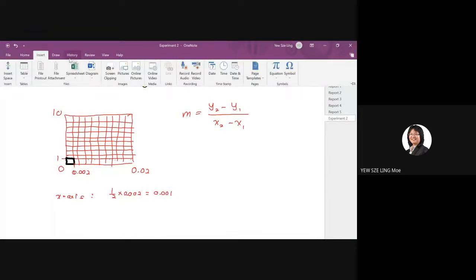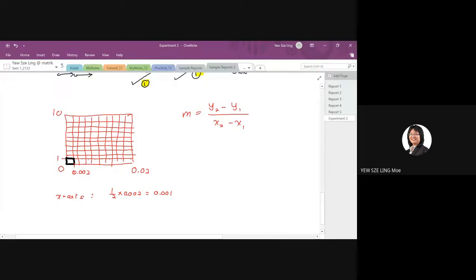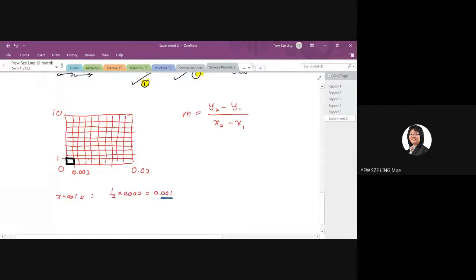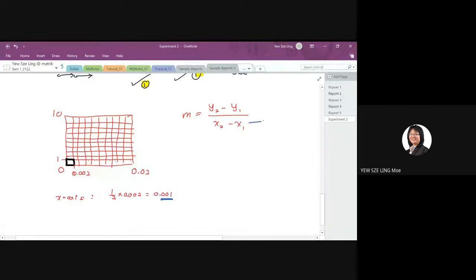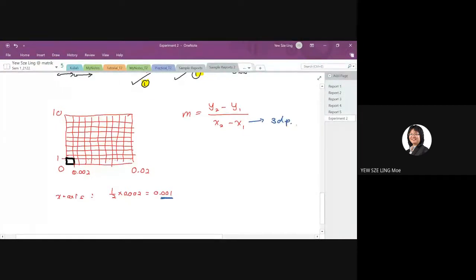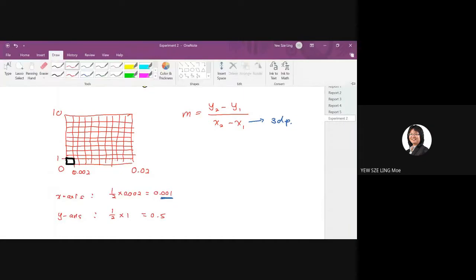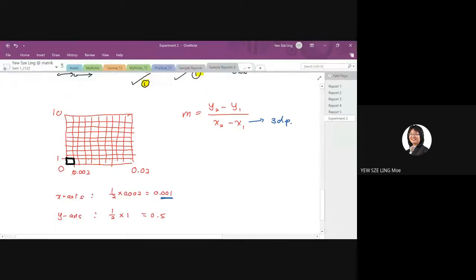This shows us that we can read up to 3 decimal places along the x component. Therefore, any values that you substitute into the gradient equation for the x component must have 3 decimal places. Then how about the y component? For the y-axis, the smallest box is 1. Half of the smallest box is equal to 0.5, which means the smallest reading we can get is 1 decimal place.